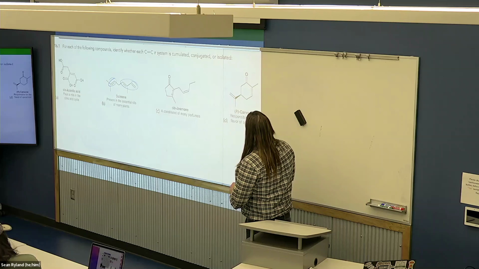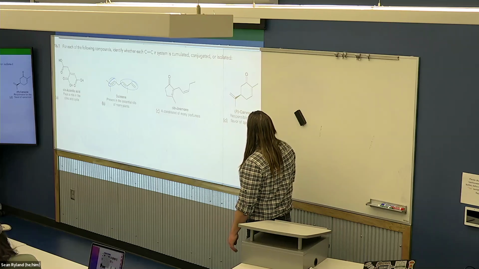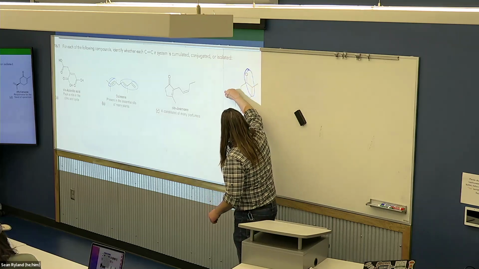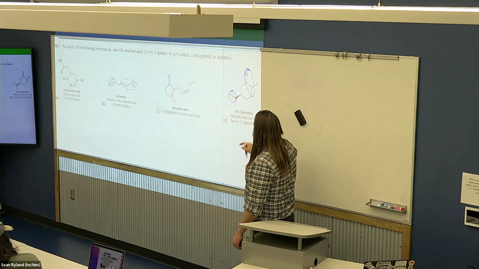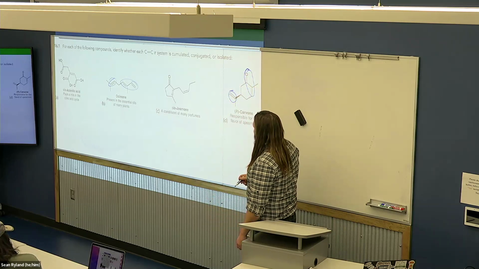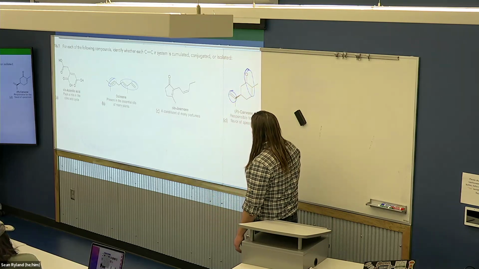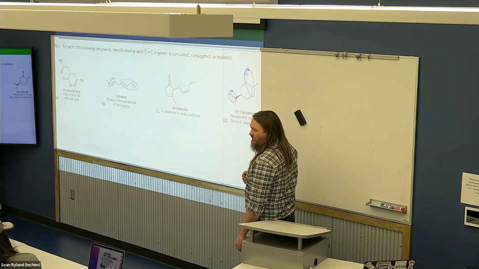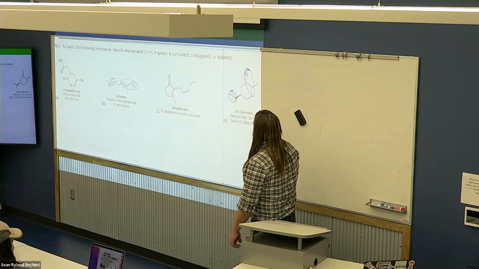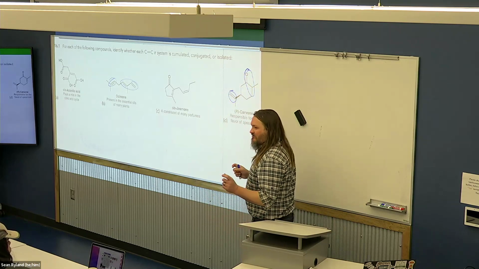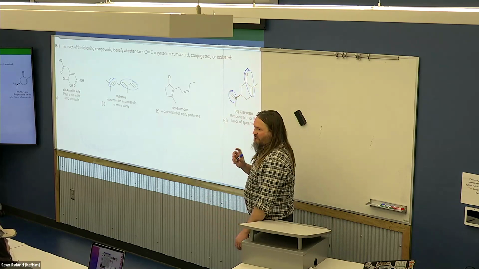How about carvone here? Conjugated and isolated. This is the one where the mirror image is responsible for the flavor of caraway. Spearmint and caraway don't seem that related. They don't seem that close, especially because they're used in such different contexts.